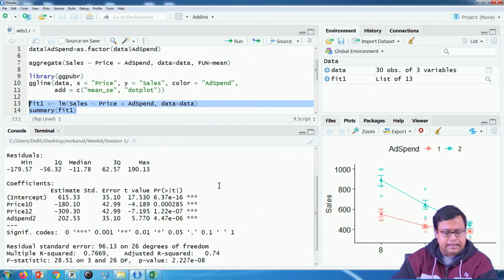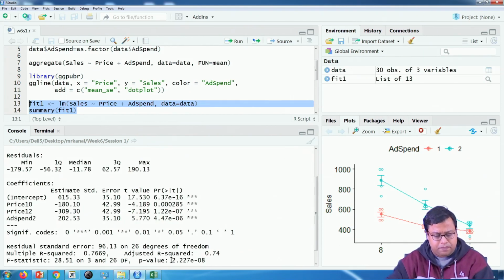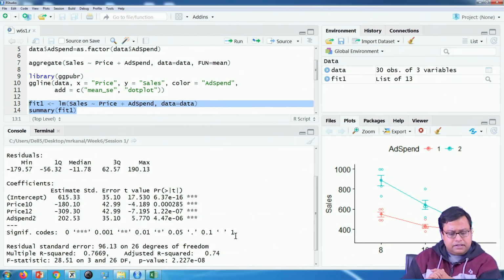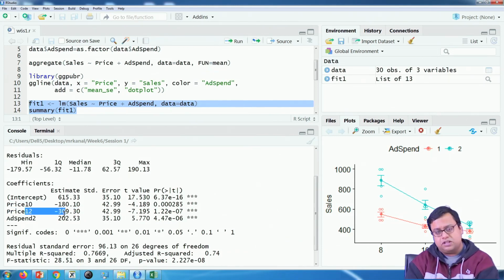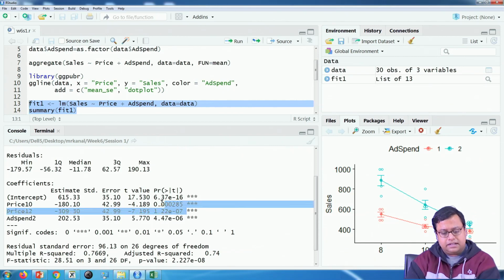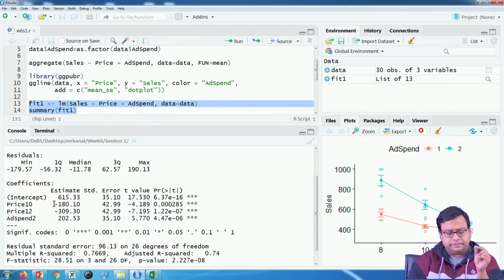You will carefully see that my adjusted R square is 0.04, and my p value is much lower than 0.05. The result says that price 8 has been dropped. The other two values given here are price 10 in comparison to price 8, and price 12, also in comparison to price 8. Both are significant, both values are lower than 0.05. It says that after controlling for advertisement spend, if you price 10 rupees instead of 8 rupees, your sales drop by 180 units, and if you price 12 rupees in comparison to 8 rupees, your sales drop by 309 units.